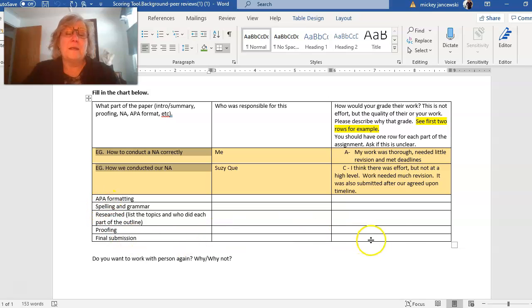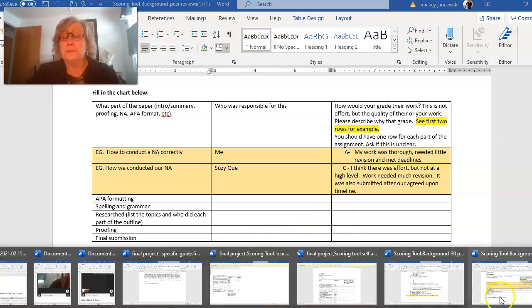If every one of these says everyone, and part of it's mediocre, you will all get a mediocre or less grade. So it's really important to try to identify who was responsible. So maybe 2 of 3 of you did APA formatting, maybe only 1 of you did spelling and grammar check. Just remember to be as specific as possible when you turn this in.